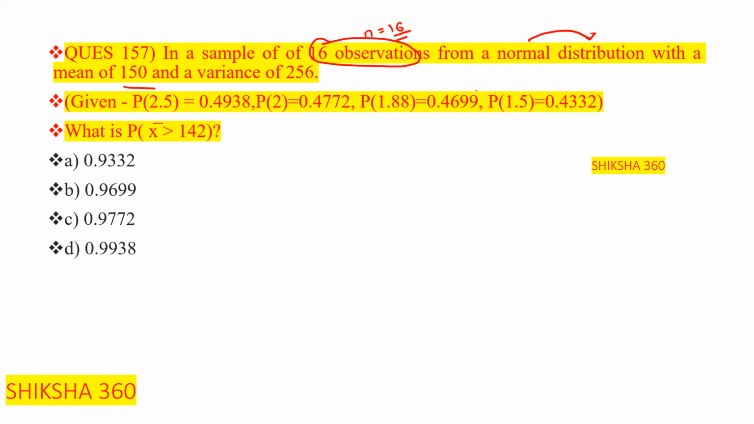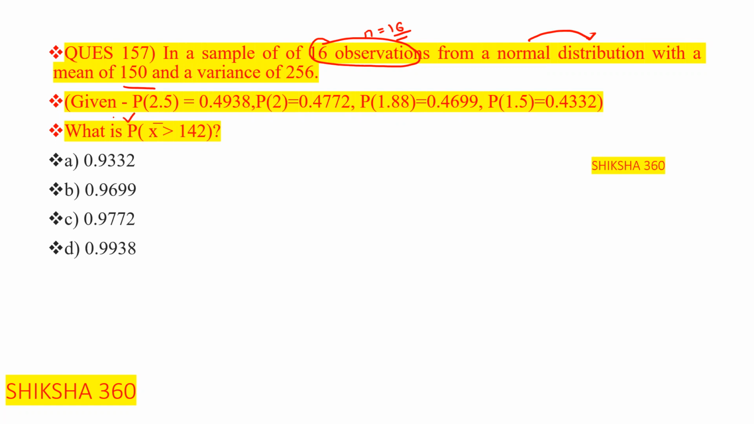One more thing: in the examination, they will not give you the probability table. They just give the values, like given here, to solve the question. So what is the probability, where P stands for probability, if x bar is greater than 142? What is the probability value if x bar is greater than 142?